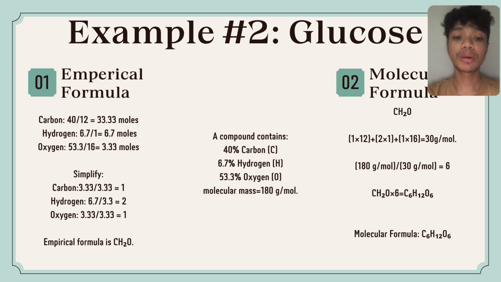Multiply the empirical formula by 6. CH2O times 6 equals C6H12O6. So the molecular formula of glucose is C6H12O6.